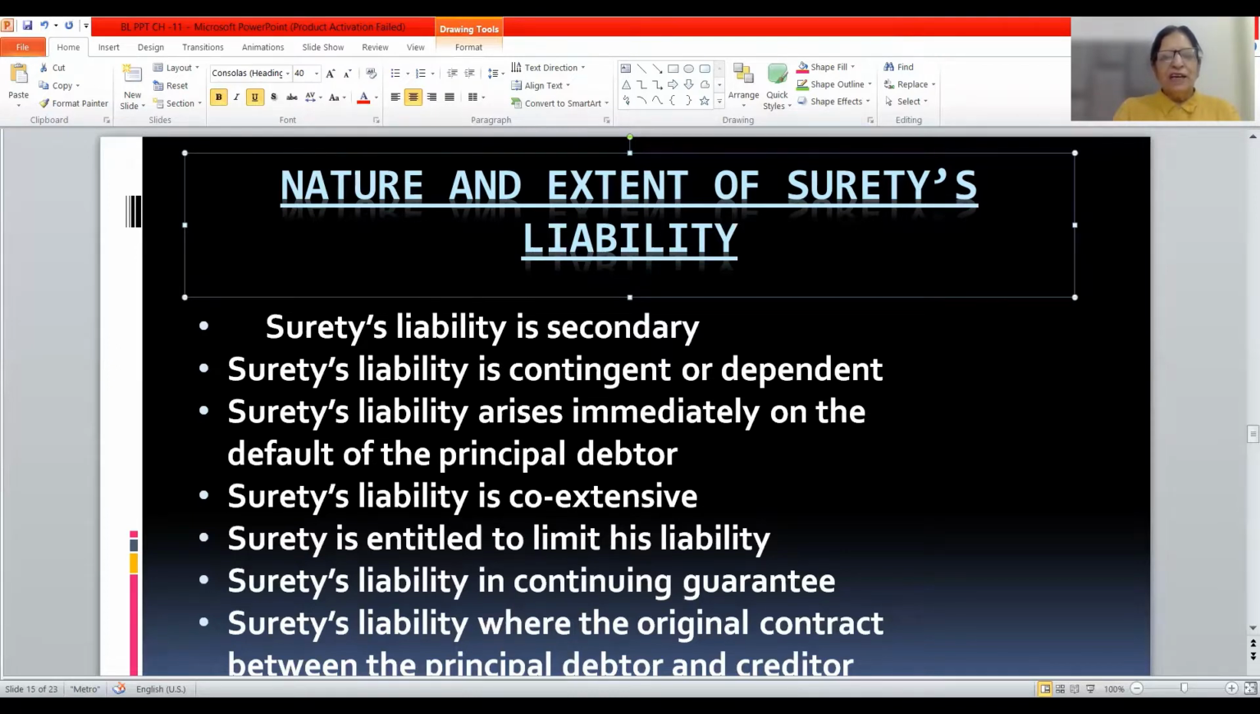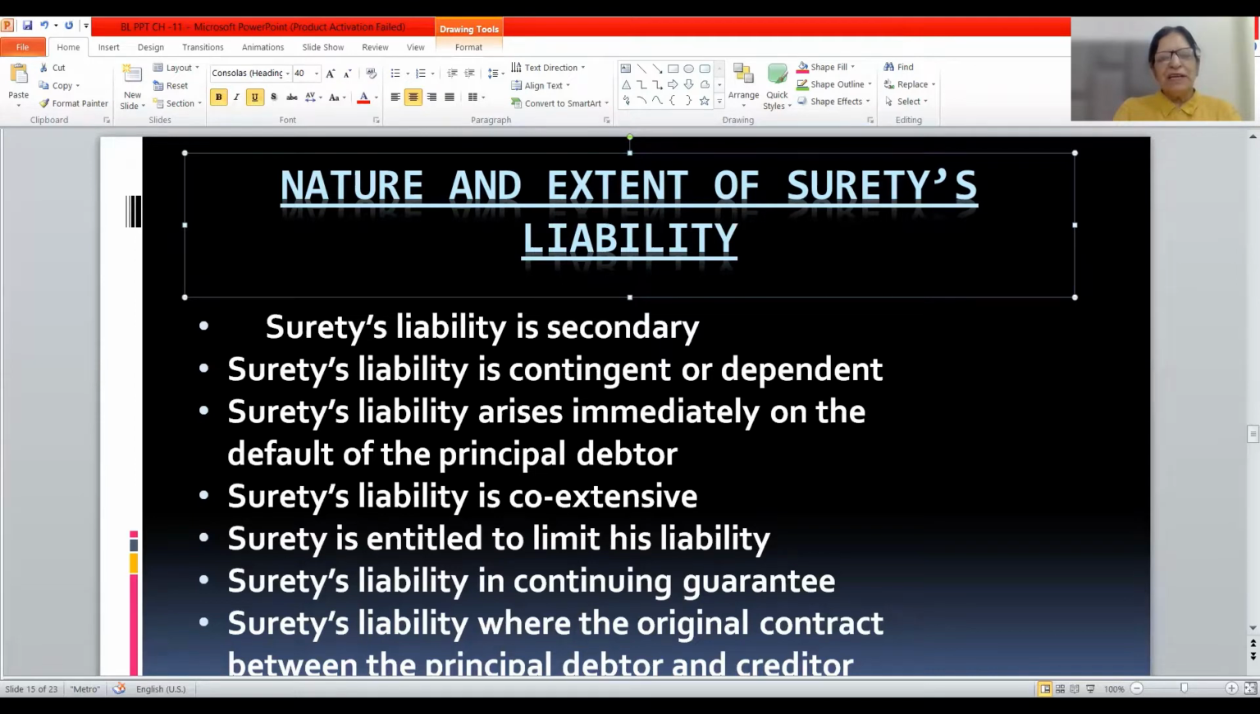Moving ahead, surety's liability arises immediately on the default of the principal debtor. So the moment the principal debtor commits default, only then will the surety's liability arise. Say the principal debtor has borrowed 10,000 rupees from the creditor for a period of 1 month on the guarantee of the surety, and he has made the payment on the due date after the period of 1 month. Then the surety's liability will be nil.